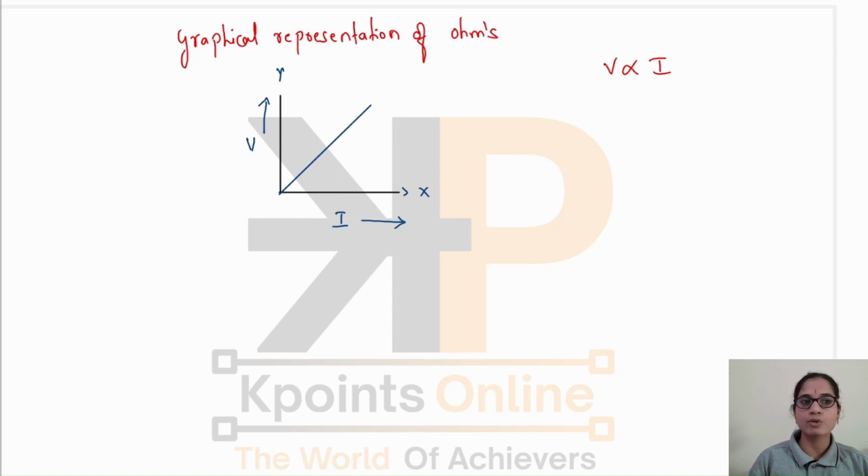And one more thing you have to observe here is the slope. When you take the slope of this graph, we know that slope is given by height upon base.